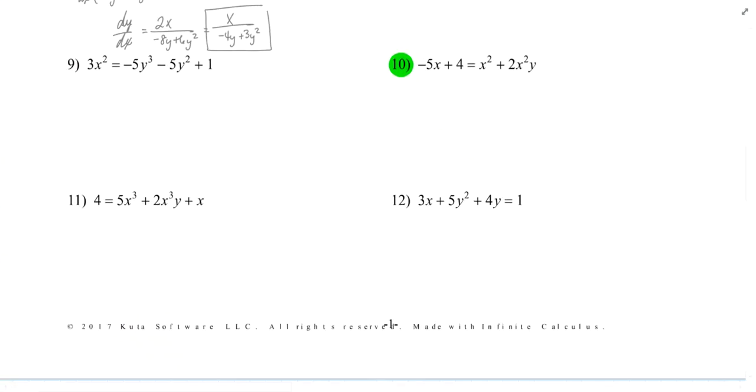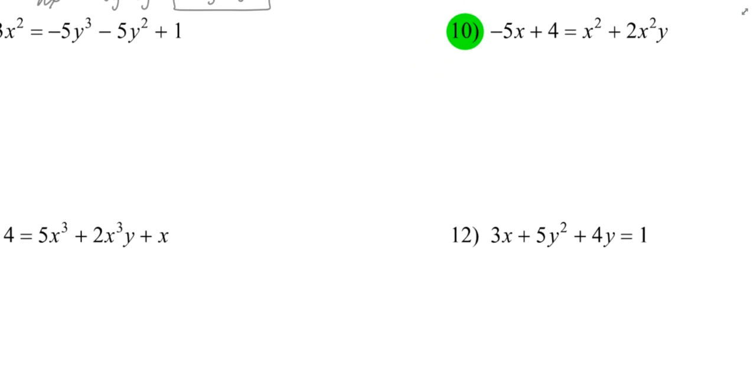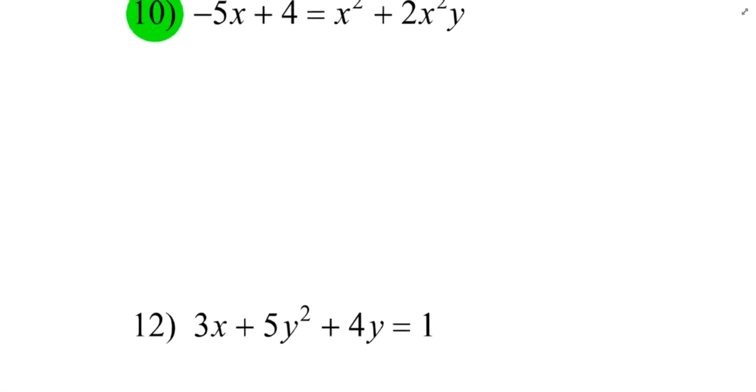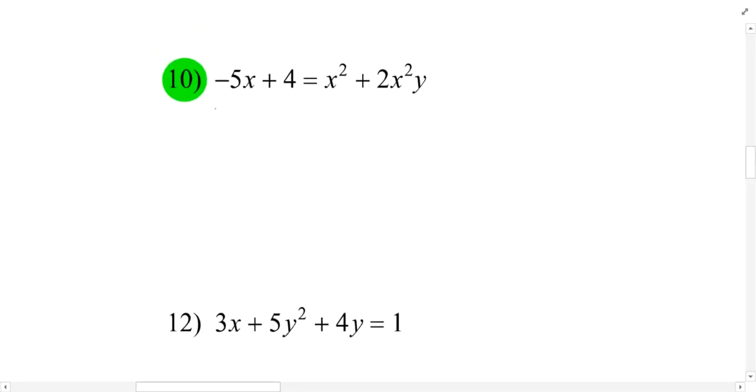In the next group of 4, I've selected 10 to work through. This time we're going to end up using the product rule as part of our implicit differentiation. So here we go. The derivative of negative 5x in terms of x is negative 5. The derivative of 4 is 0. The derivative of x squared is 2x.